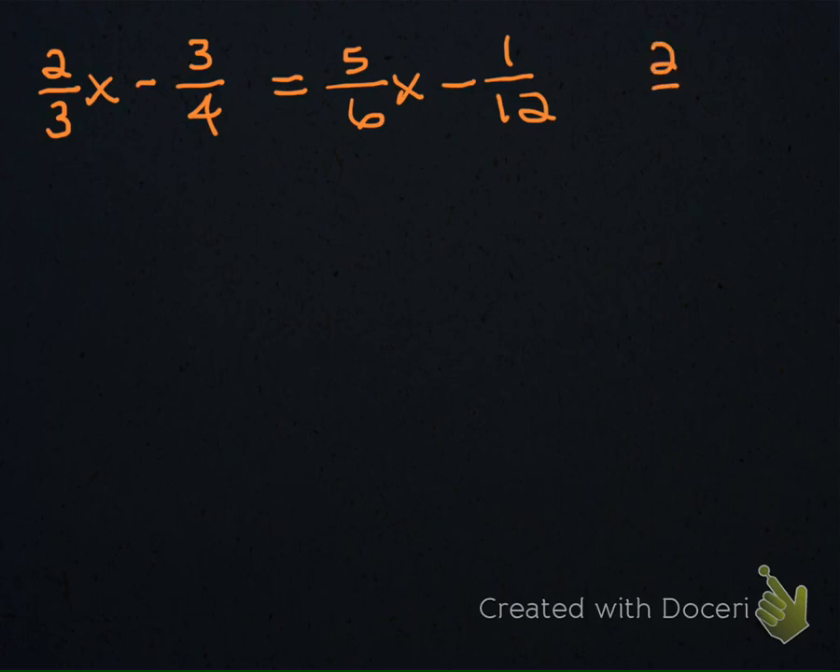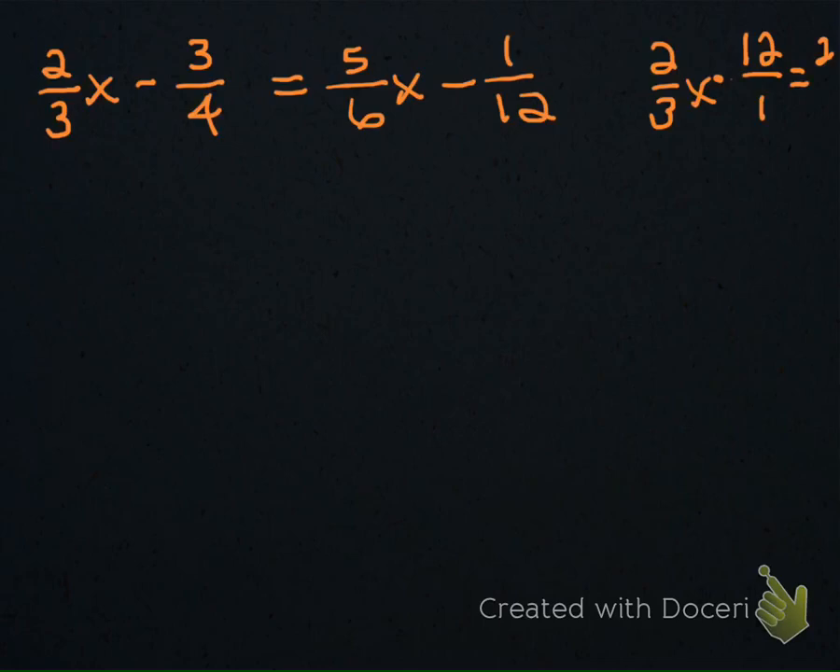So if I take 2/3 x times 12, when I multiply a fraction by a whole number, it's easier if I turn that whole number into a fraction by putting it over 1, because any whole number can be turned into a fraction by putting it over 1, and then I just multiply straight across. So 2 times 12 is 24. And 3 times 1 is 3, so that just becomes 24/3, and 24/3 is just 8, because 24 divided by 3 is 8, so this just becomes 8x. So when I multiply everything by 12, the first thing is 8x.